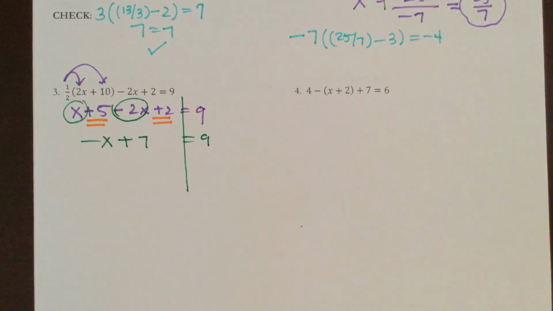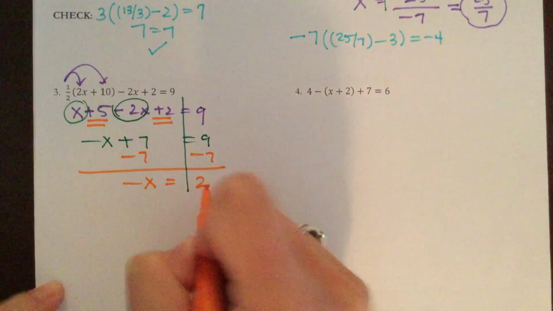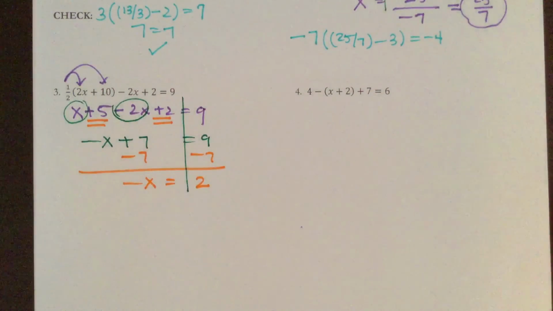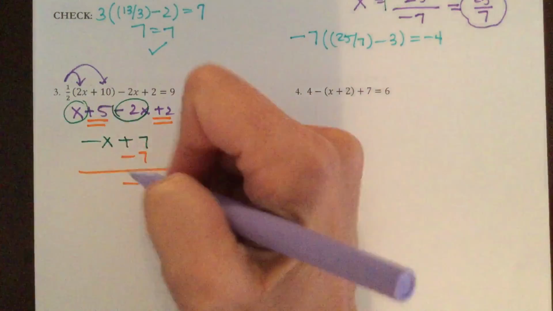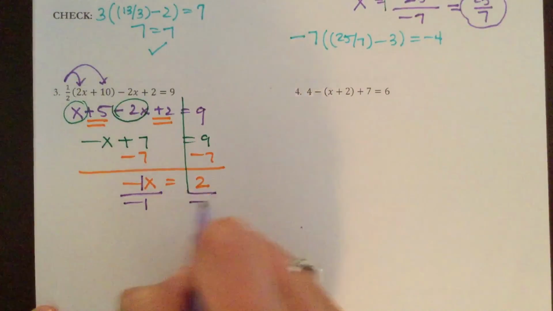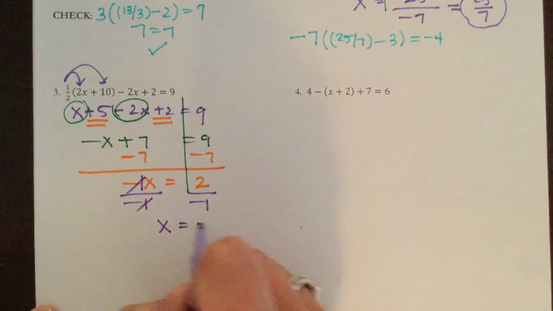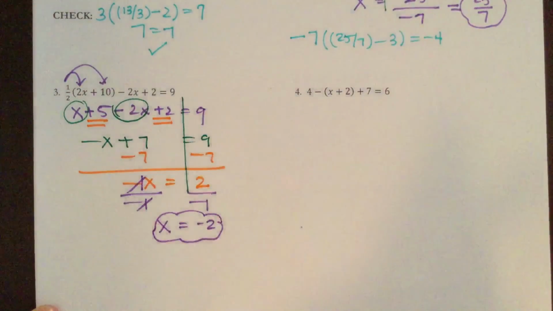After we combine like terms, we want to add or subtract. We need to move the 7 over by subtraction. And then understand that there is a -1 in front of this x. So we need to get rid of that -1 by dividing, because it is -1 times x. The inverse operation there would be division. The -1's cancel, and we find that x is equal to -2. Please take time to check your work.